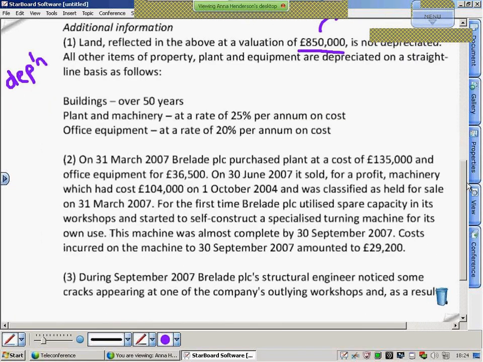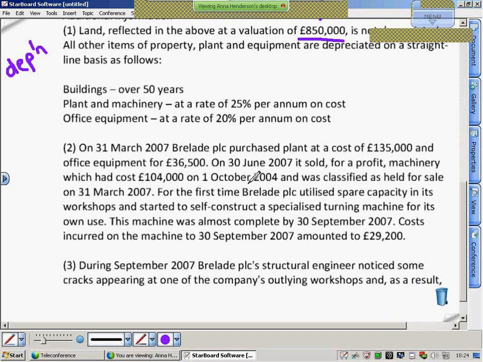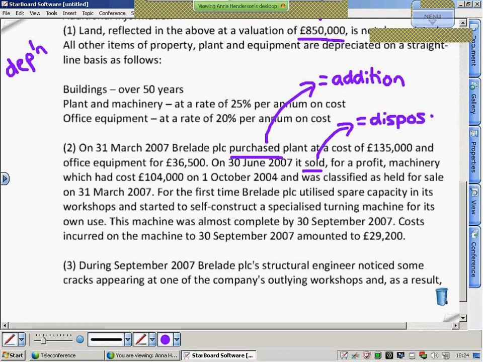Moving on to the next paragraph. So on the 31st of March 2007, PLC purchased plant at a cost of 130,000. So that's going to be our addition. And they sold a machine that cost 104,000. So that is going to be our disposal.